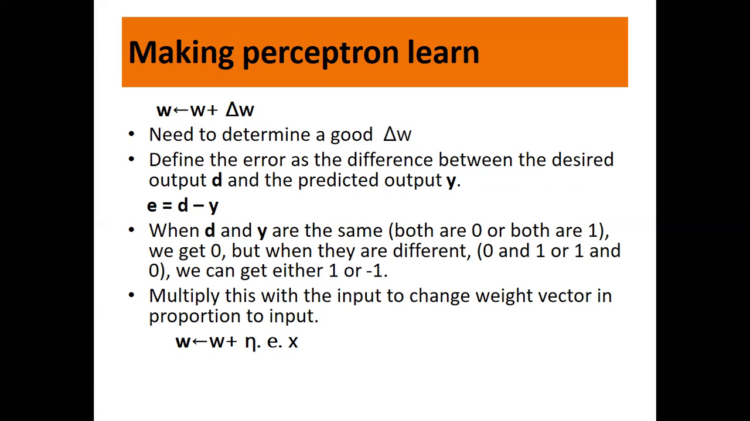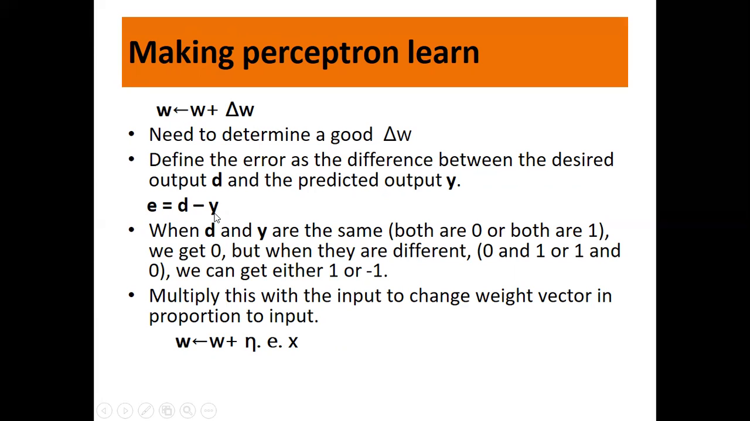Now, we need to define an error. How do we know it is trained or not? So what is error? Error is the difference between the desired output and what we got as the actual output. This is the desired output and this is the actual output. The difference between these is an error. If what we expected and what we got are not the same, then this is an error.